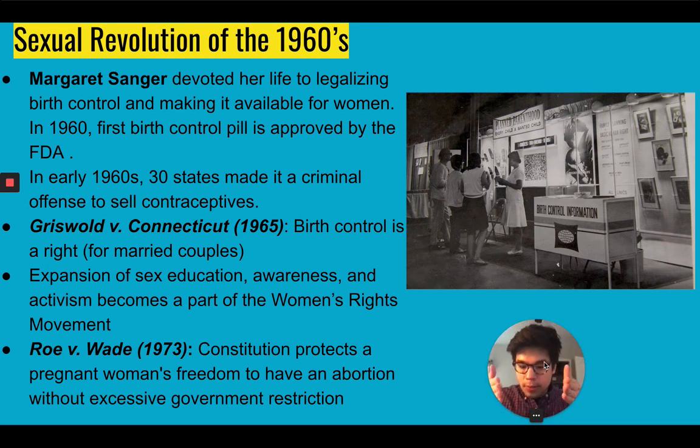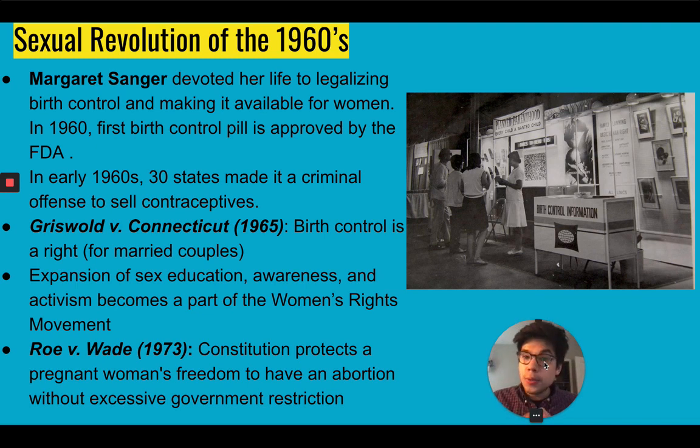And where the paths begin to cross is Betty Friedan publishes this book. And a little bit before that, in 1960, the first birth control pill is approved by the FDA. Well, in the early 1960s, basically 1960 to 1963, 4-ish, the majority of states made it a criminal offense to sell them, right? And so there we immediately see a roadblock there to women's liberation, to women's freedom.